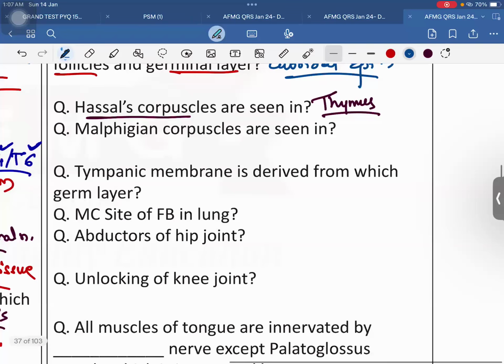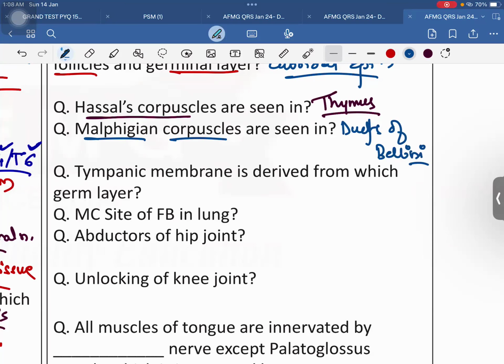Next important, Malpighian corpuscles, if they ask you where Malpighian corpuscles are seen. Malpighian layer is seen in skin, but Malpighian corpuscles, if they ask you, beta, they are seen in the kidneys. Yes, they are usually seen in the ducts of Bellini after the collecting tubules.